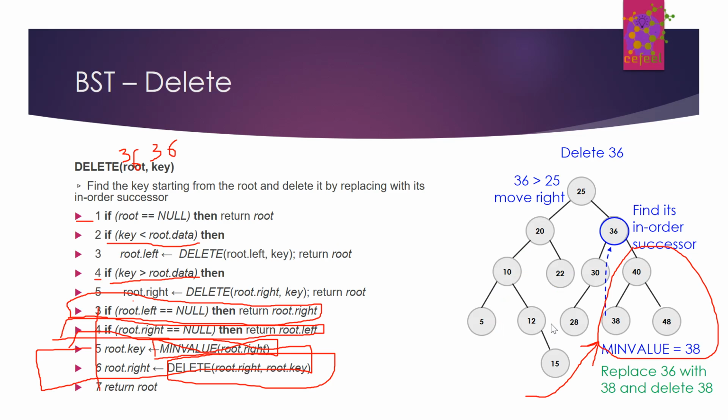Once again, if we go back here, we see that when min value is called, it just returns the minimum value in that subtree, and that value is then used to replace the element that we need to delete.